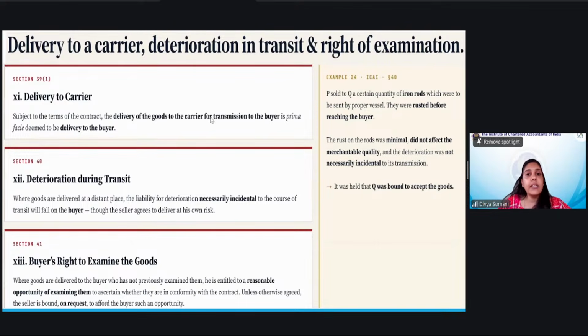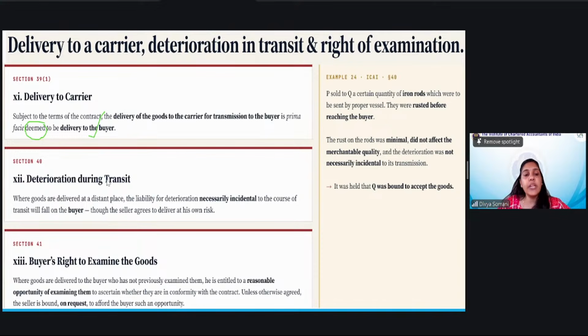Next, delivery to the carrier. It is mentioned here that subject to the terms of the contract, the delivery of the goods to the carrier for transmission to buyer is prima facie deemed to be delivery to the buyer. It is assumed that goods have been delivered to the buyer himself. So if the goods are delivered to a carrier, it is deemed, it is assumed that the goods have already been delivered to the buyer. Okay, this is the point which is mentioned here.